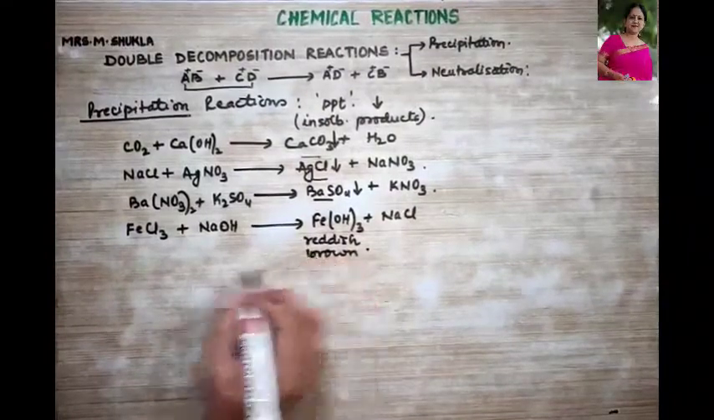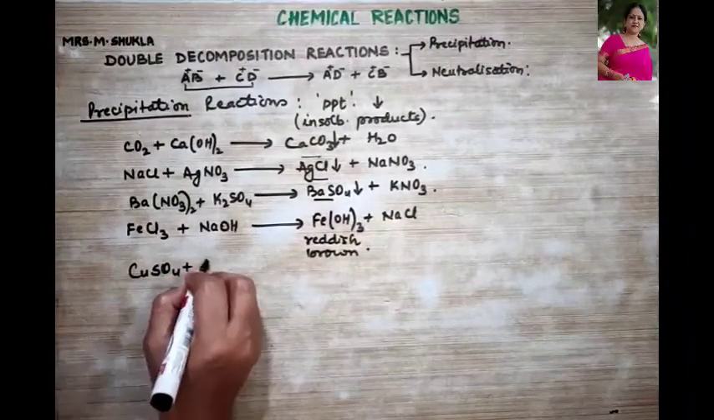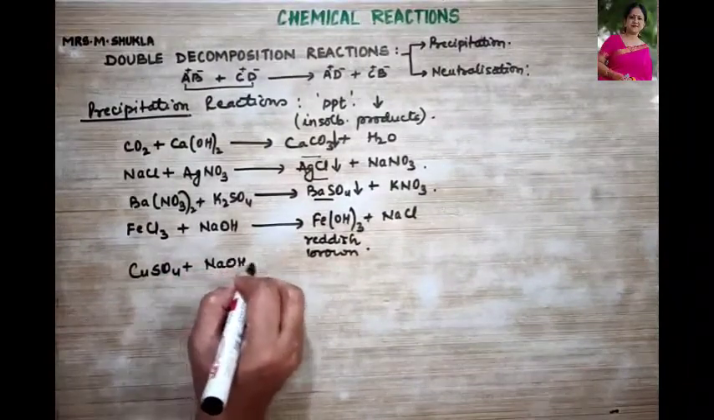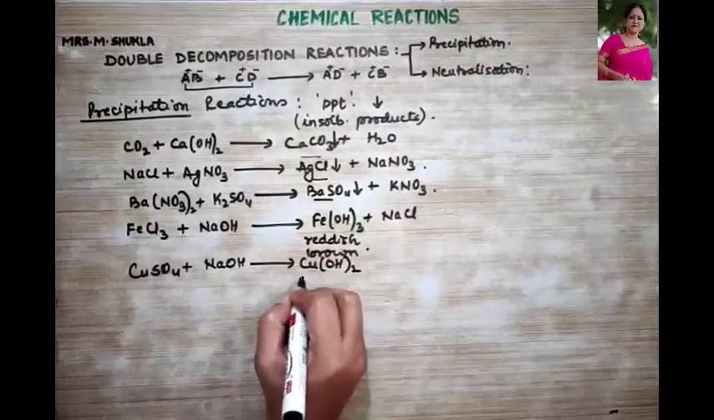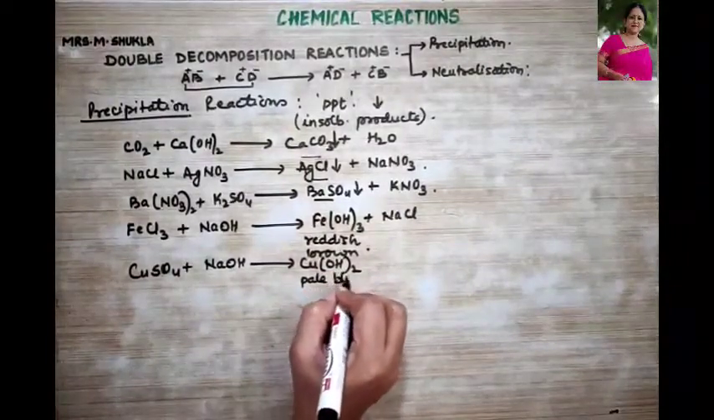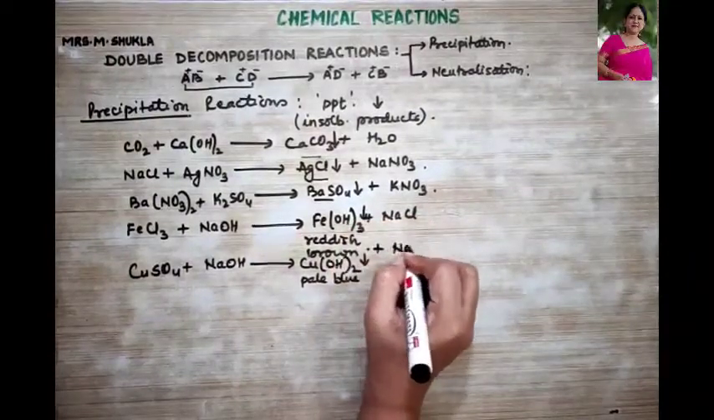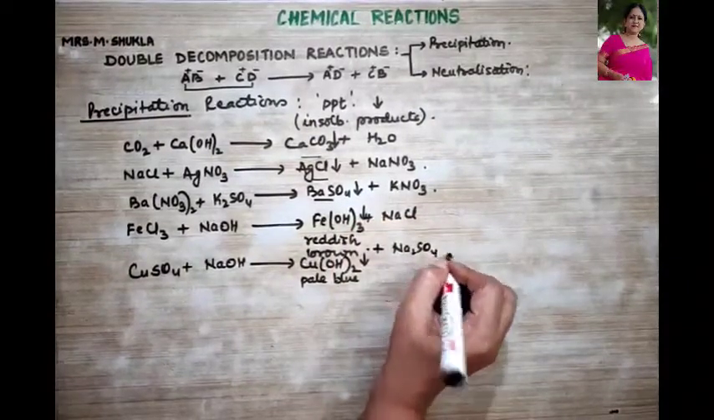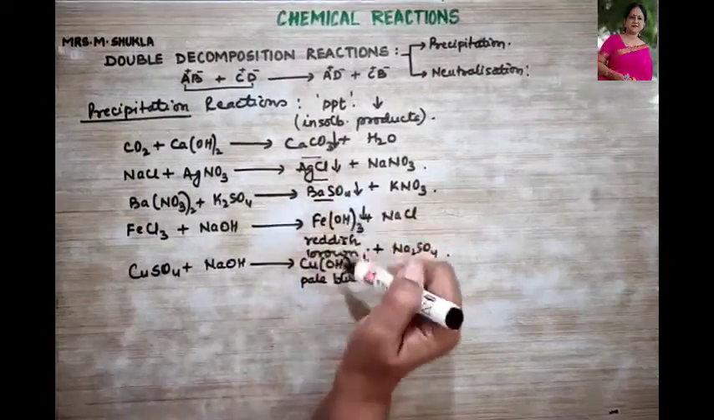Another example could be copper sulfate when treated with NaOH. It is going to give you Cu(OH)2. This is a pale blue PPT, and Na2SO4 colorless solution will be formed. So these are some of the PPTs.